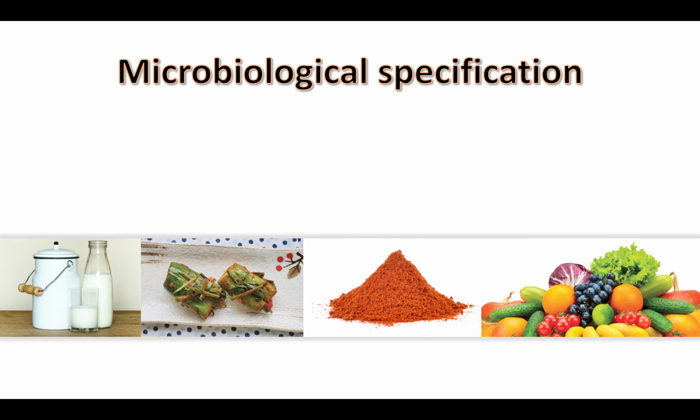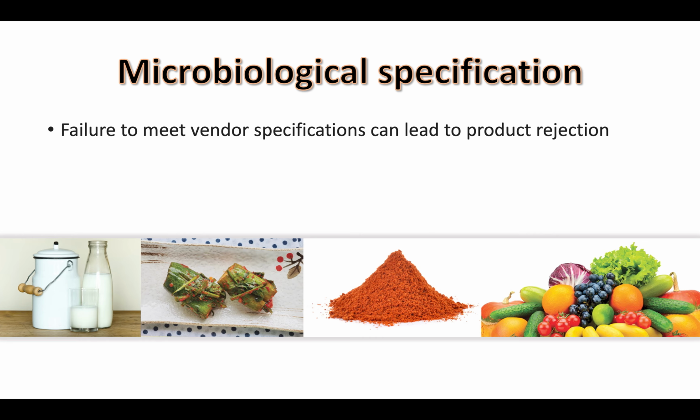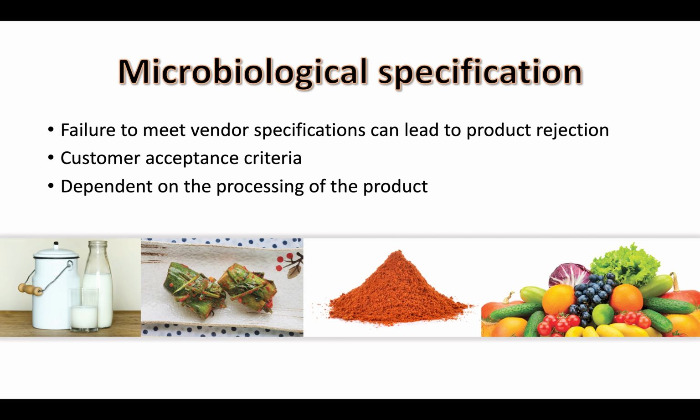Microbial specifications are microbial limits set between a buyer and a supplier. As I'm sure you're all aware, failure to meet your buyer requirements can lead to product rejection and potentially loss of that buyer. Again, these microbiological specifications are going to be dependent on the product and the type of processing. For example, pasteurized or cooked products typically have microbial specifications that are low for aerobic plate count, Enterobacteriaceae or coliforms, lactic acid bacteria, yeast, and mold.